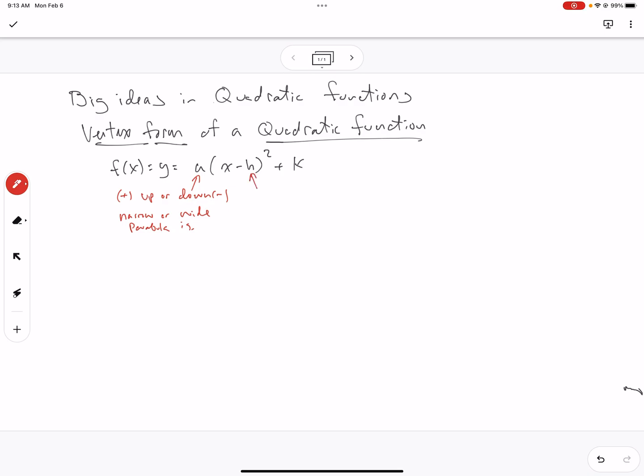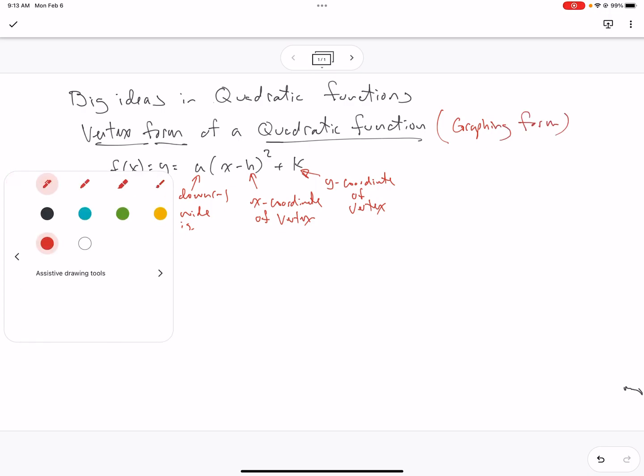This h value right here is the x coordinate of the vertex. And this k value is the y coordinate of the vertex. Oftentimes, you will see this known as the graphing form, is sometimes what it's called.